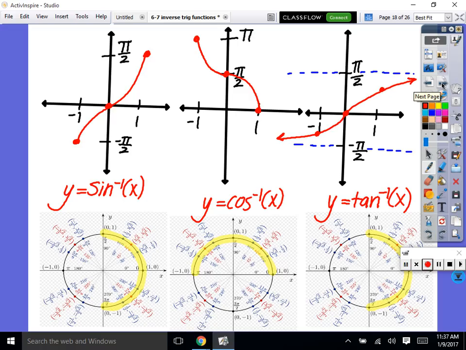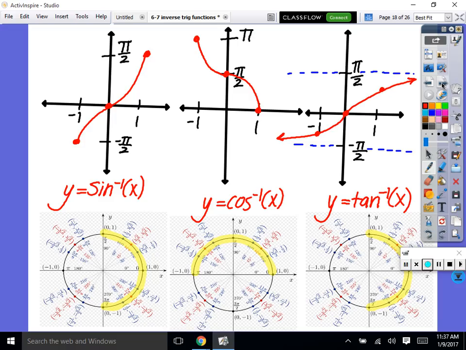So this is the graph for sine. Our outputs are going to be from negative pi halves to pi halves. So that's the right side, correct, everybody? And then cosine is the odd one out. Your outputs for cosine will be from 0 to pi, or the top half of the unit circle. And then tangent's the same as sine. It's going to be the right side of the graph.